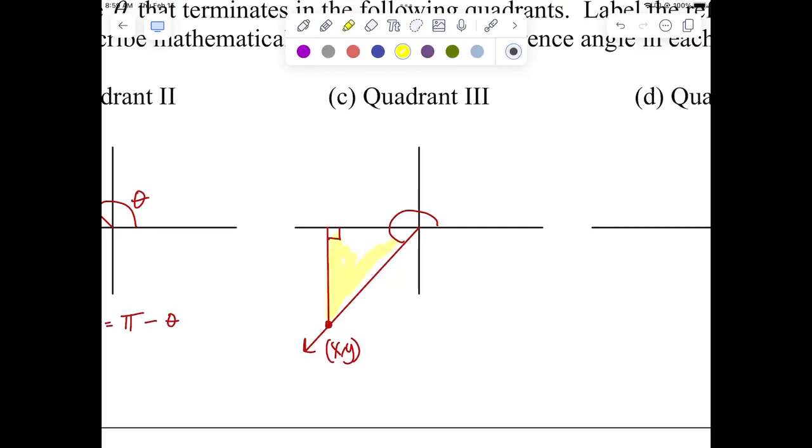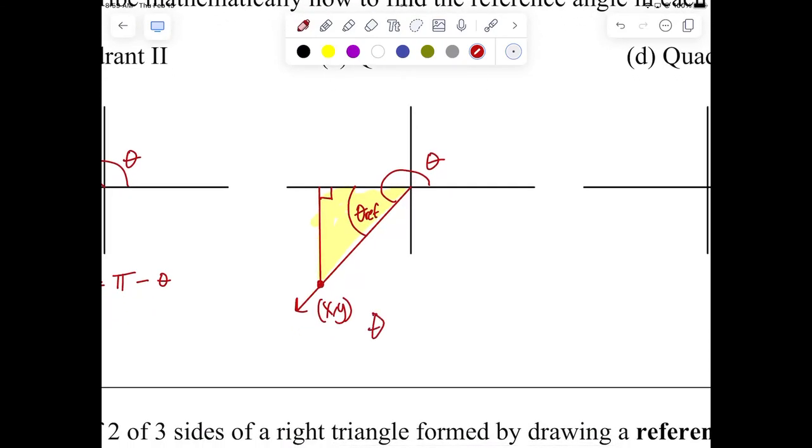Here's your reference triangle. Are theta and theta ref the same? No. Here's theta. Theta is between pi and 3 pi halves. Theta ref is this right here. How will I find theta ref?